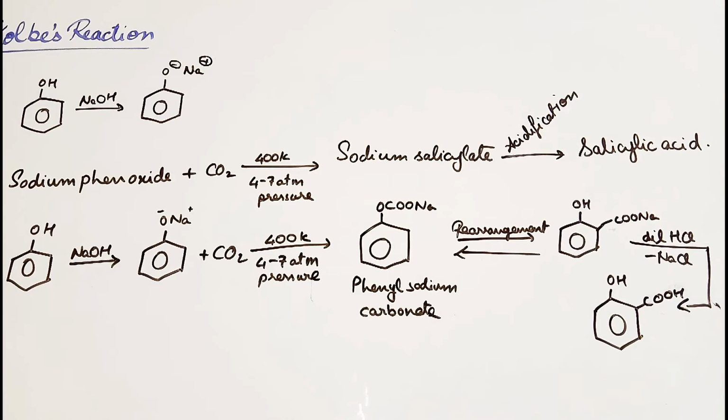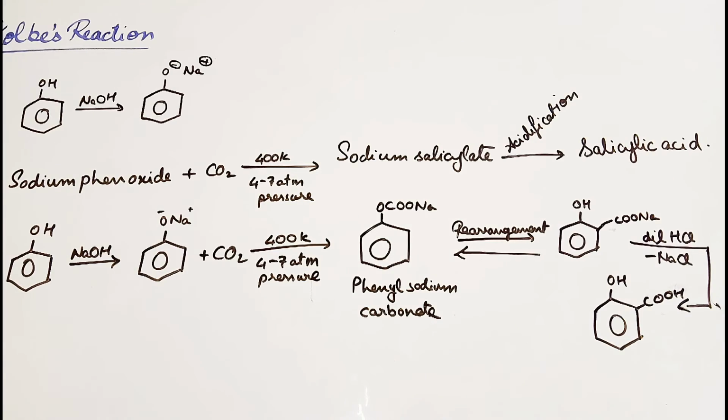Actually, the para product also forms to a certain extent, but at temperatures above 410 Kelvin, we have the para product being formed as the major product. So the OH and the COOH will be at the para position. So that becomes the para product.